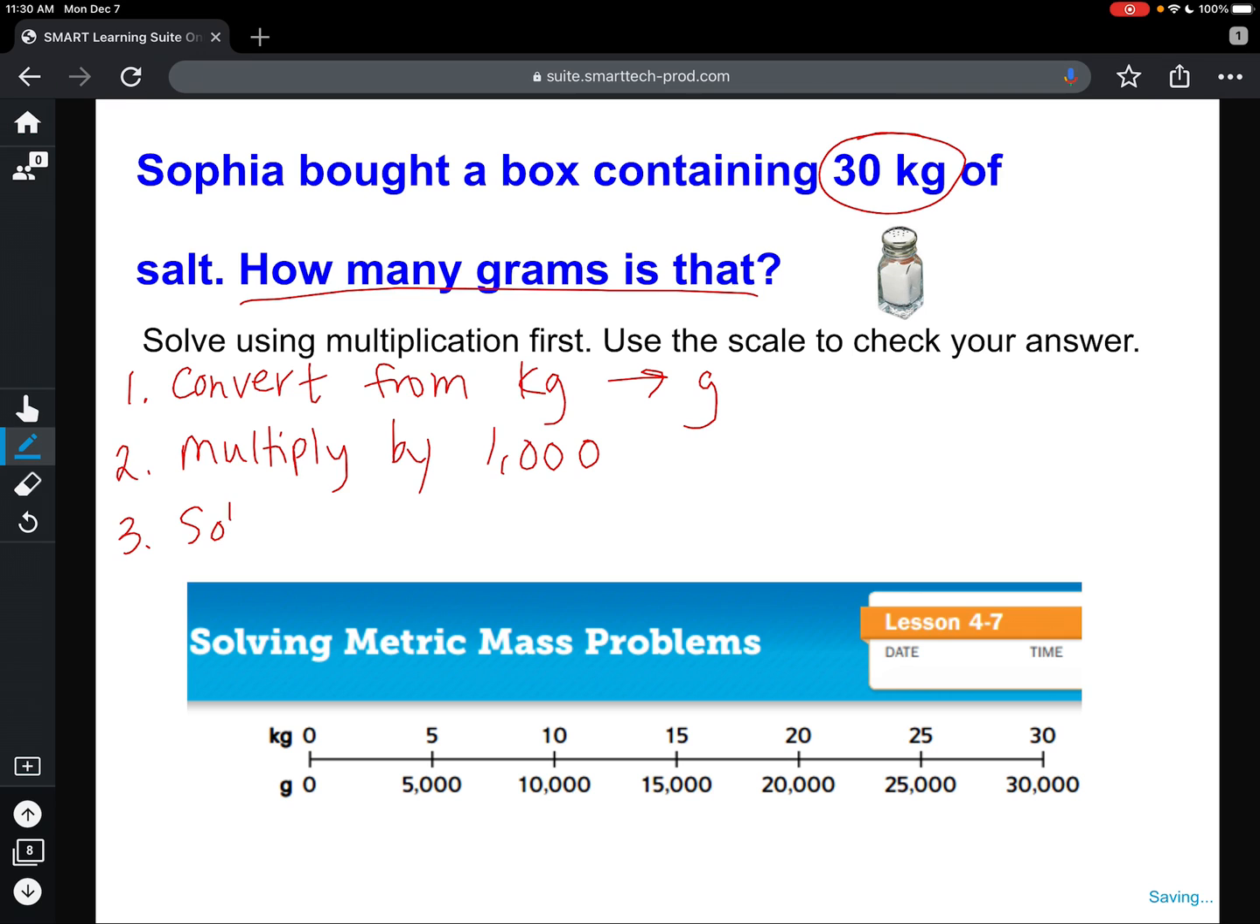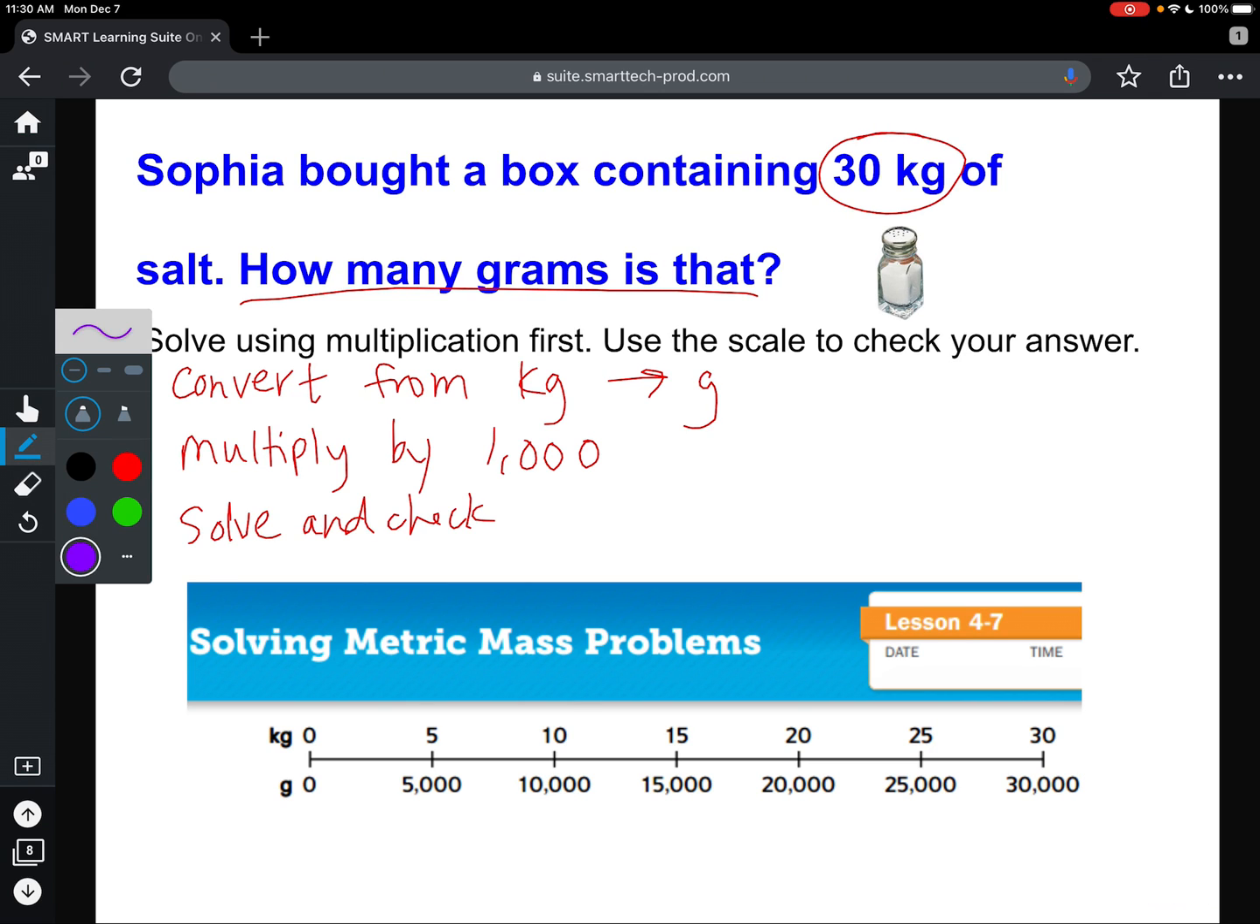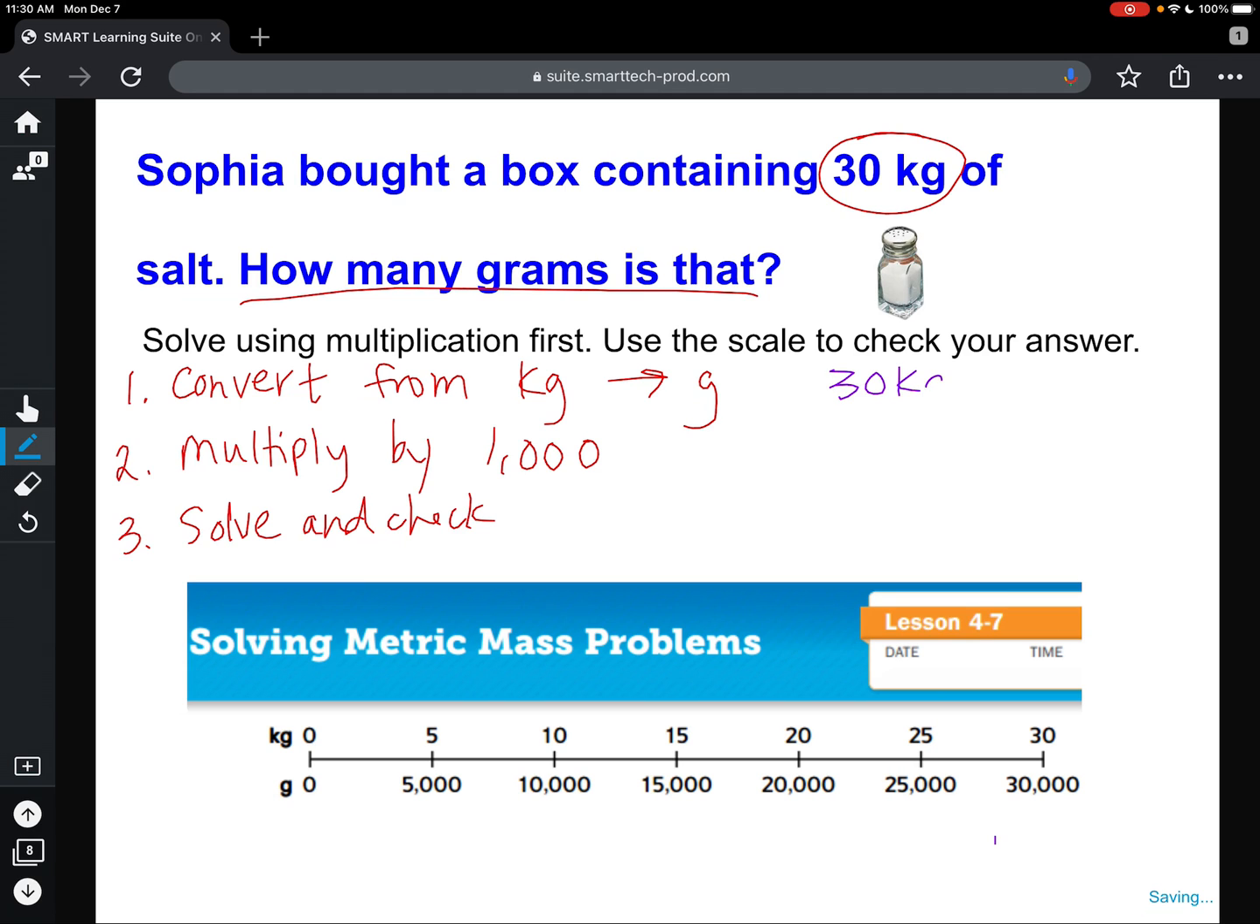Step number 3 is to solve and check with the scale. So let's go ahead and do our steps. I know I'm going to convert from kilograms to grams. So I'm going from 30 kilograms to a certain amount of grams. Because I'm converting from kilograms to grams, I'm going to multiply by 1,000. So I'm going to do 30 kilograms times 1,000, and that will give me my answer.